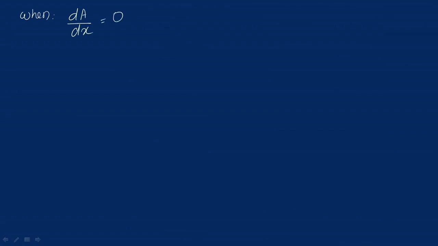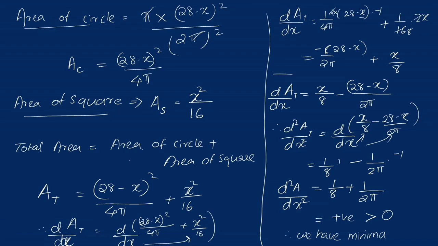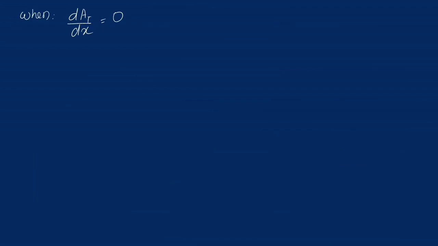So when dA by dx is equal to 0, we can write x by 8 minus (28 minus x) by 2 pi is equal to 0.